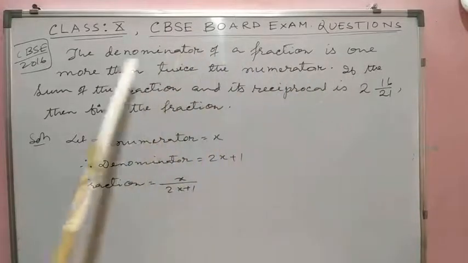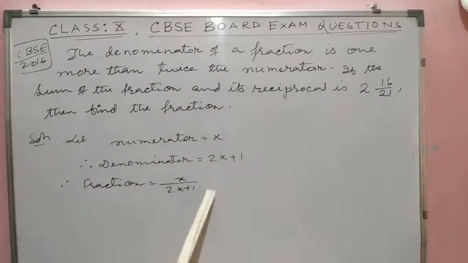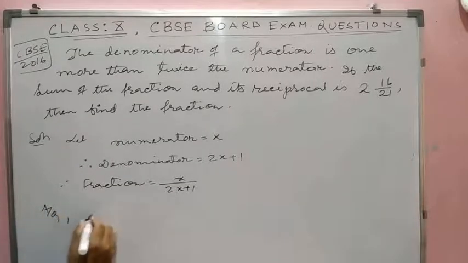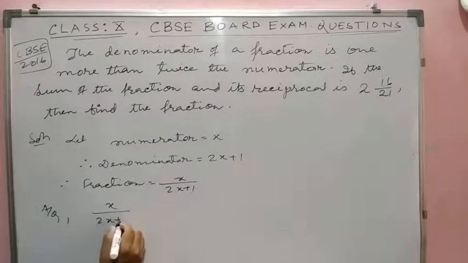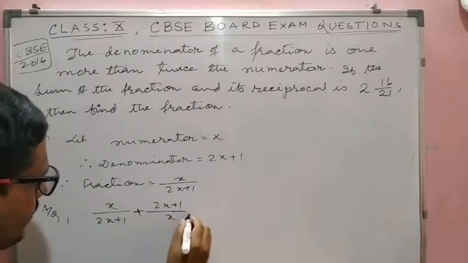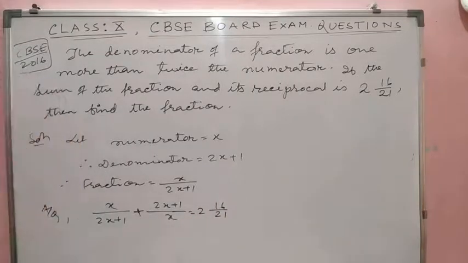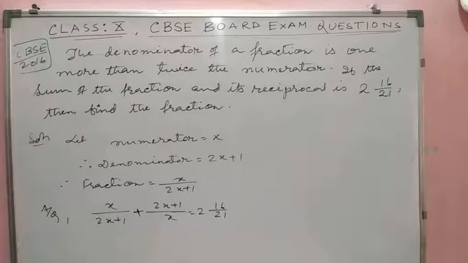Now according to the question, it is given that the sum of the fraction and its reciprocal is 2 whole number 16 by 21. So according to the question, we can write x by 2x plus 1 plus 2x plus 1 by x equals 2 whole number 16 by 21. Now let us take the LCM.